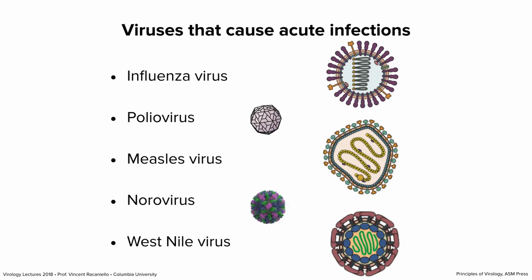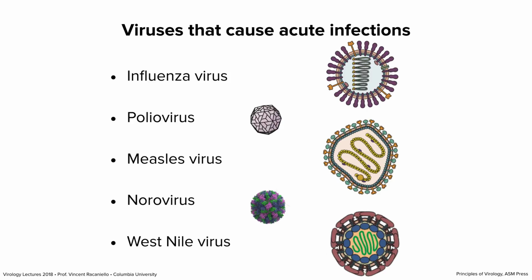What I'd like to do today is to pick a number of acute infections and go over them as ways of illustrating some of the principles. So these are 5 viruses that cause acute infections. And I pick them because they're transmitted in different ways. You know, influenza virus and measles virus are respiratory transmitted infections, but they're different enough so it's worth doing both.